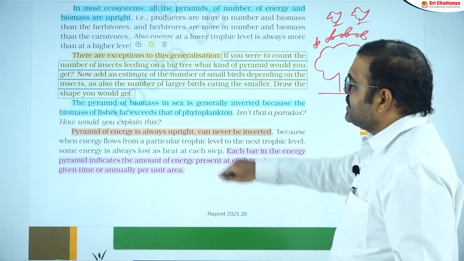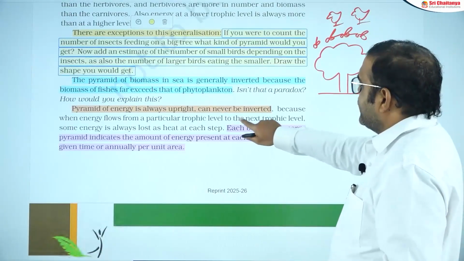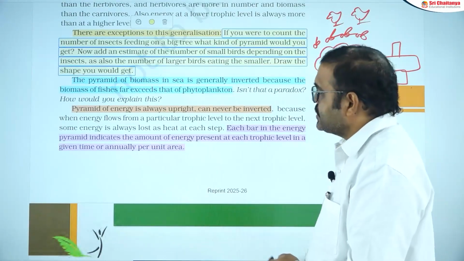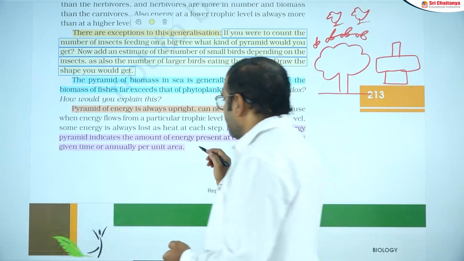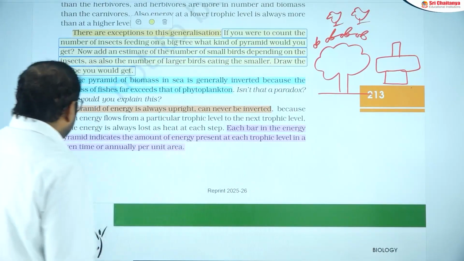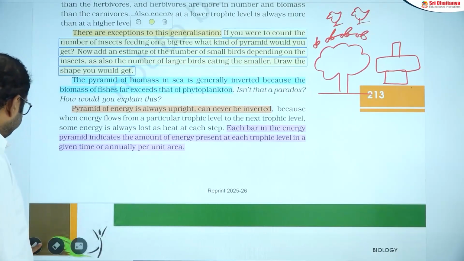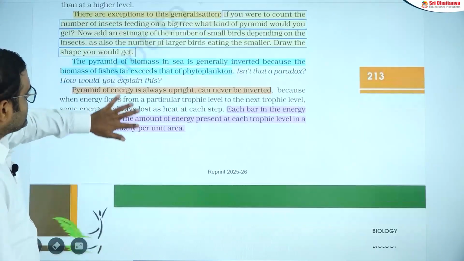And the next one is, the pyramid of energy is always upright. It can never be inverted because energy always moves in a unidirectional way. Each bar in the energy pyramid indicates the amount of energy present in each trophic level in a given time, annually per unit area. Okay, then the next point.